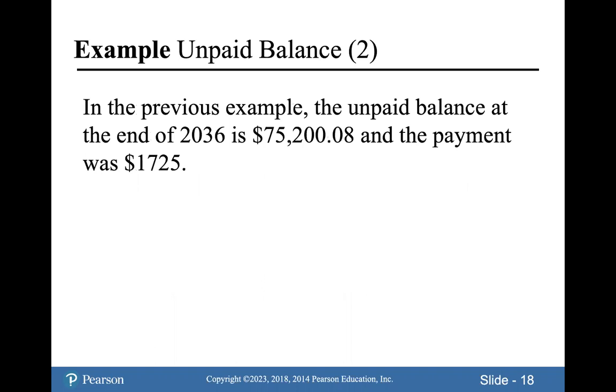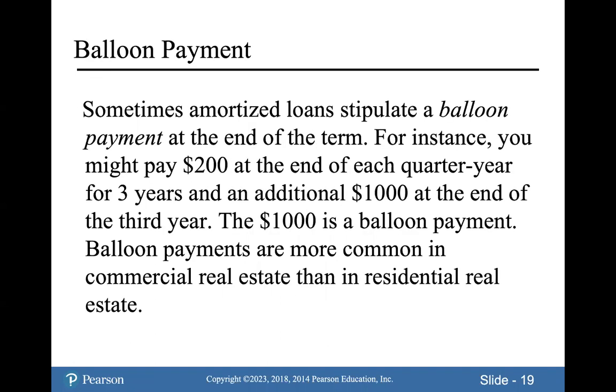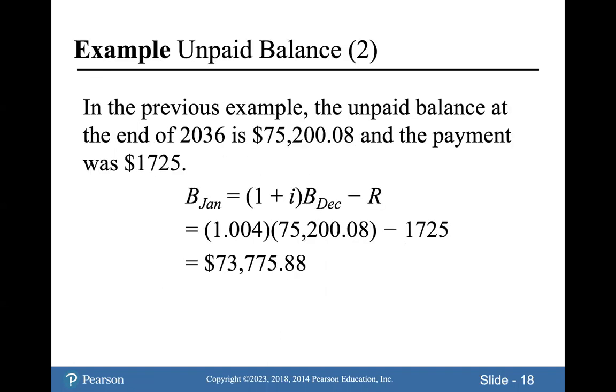In the previous example, the unpaid balance at the end of 2036 was $75,200.08, and the payment is $1,725. Therefore, using the formula that we just looked at, the remaining balance at the end of January 2037 would be $73,775.88.